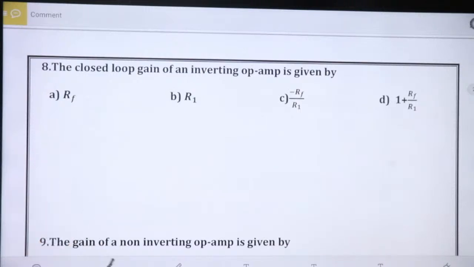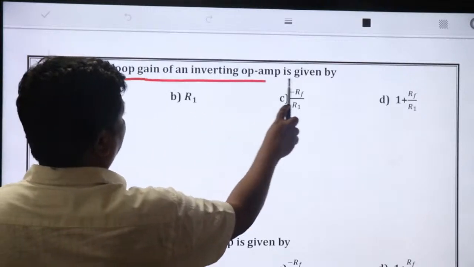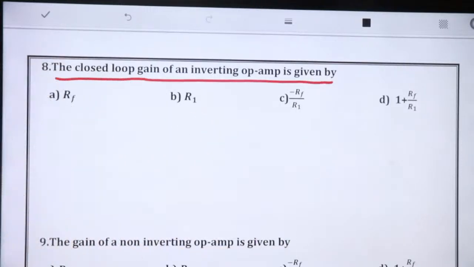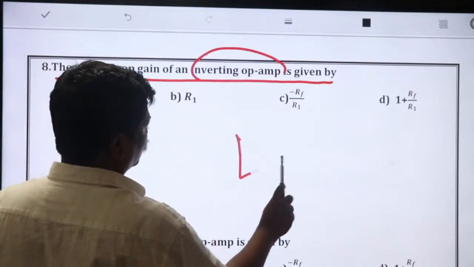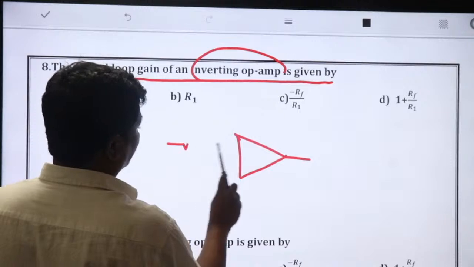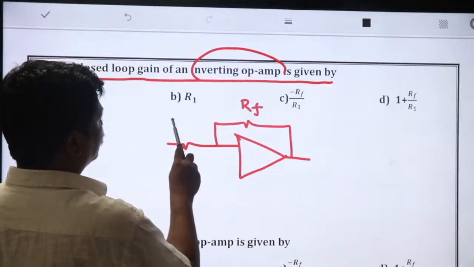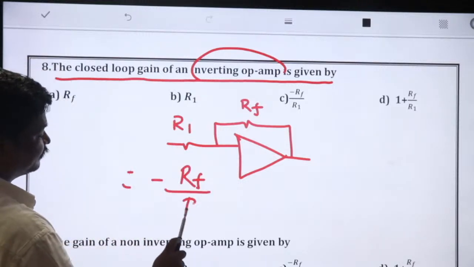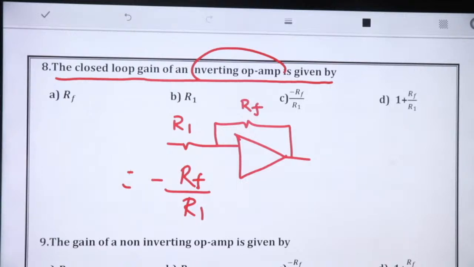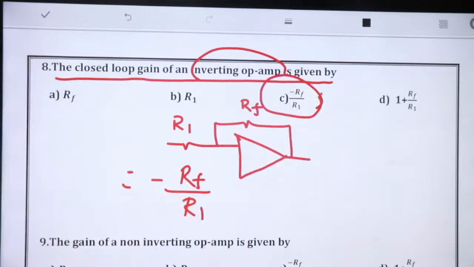Next. The closed loop gain of an inverting operational amplifier is what? So this is your op-amp, this is a closed loop. This is RF, this is R1. The gain of the amplifier is minus RF by R1.